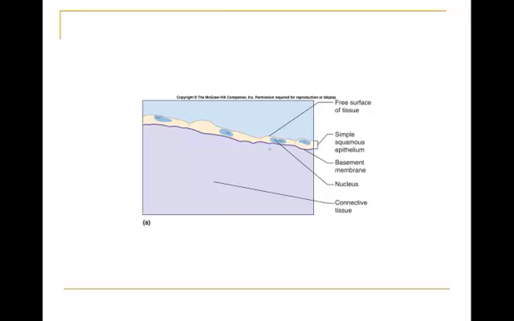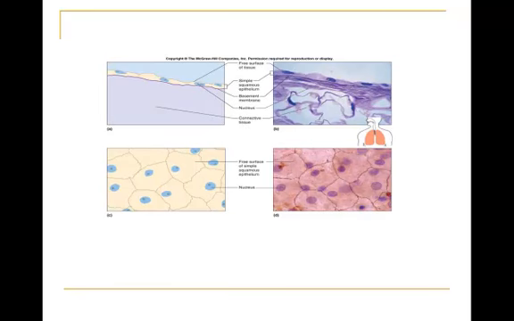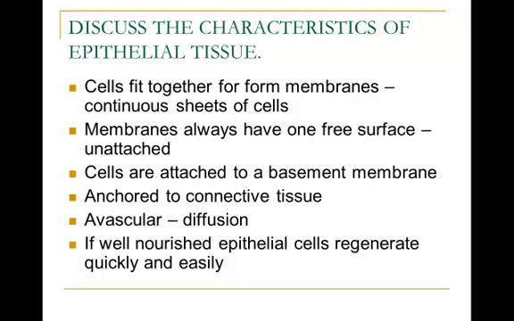A good example here. So here's our cell all lined up. There's the basement membrane. This is the free surface here, okay? And down below, connective tissue. Now we haven't talked that much about connective tissue yet, but we will shortly. Some more pictures. Okay. So just to review, they fit together nice and tight so they make sheets or membranes, sort of like a piece of saran, if you will.